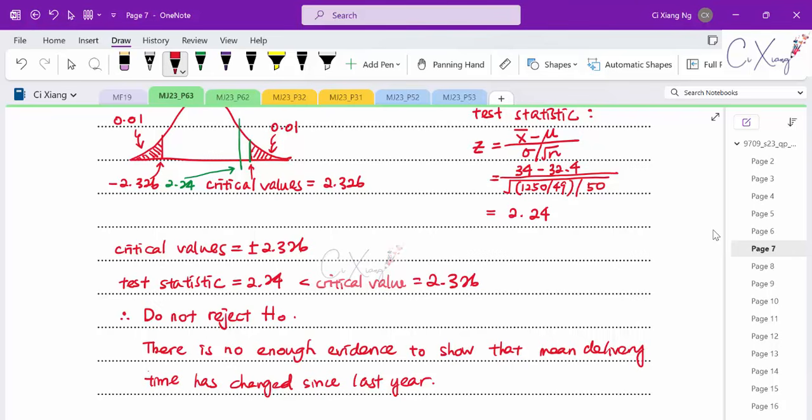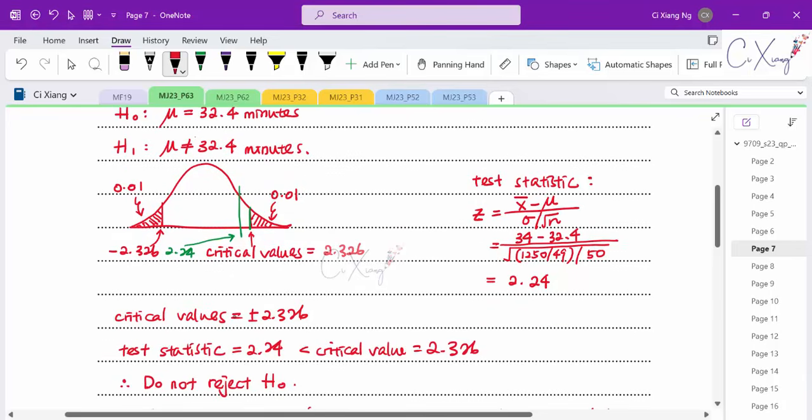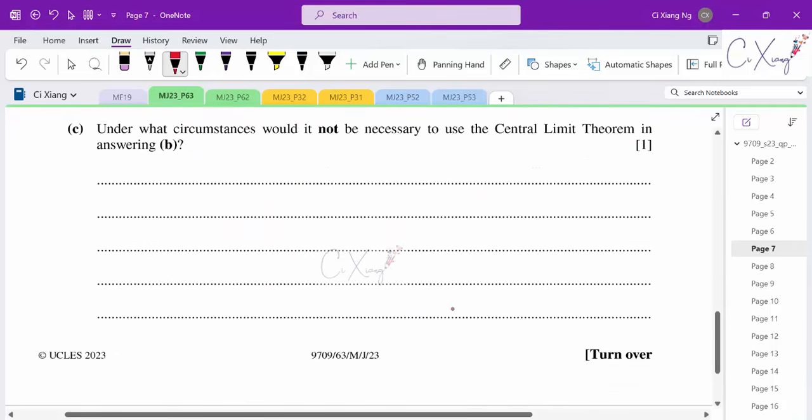All right, so this is how we solve it. In your steps, please make sure that you include all the important results. The first one, of course, is the null and alternative hypothesis. The second is the critical value. Next is the test statistic. After that, the comparison, how you decide whether to reject or accept the null hypothesis. And finally, the conclusion. So this is what we have for part B, question number 5. Let's proceed to part C.